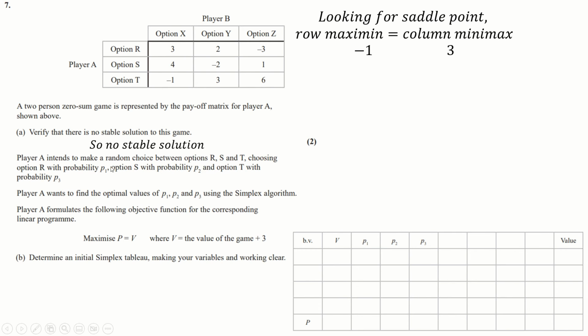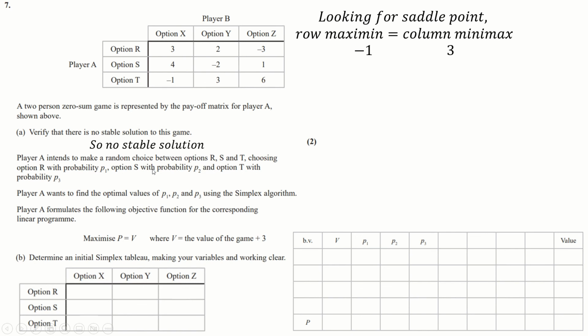Player A plays with probability P1 for R, P2 for S, P3 for T, and we want to do some simplex algorithm, apparently. So, okay, well, to do simplex, we need to add 3 to all of these because simplex doesn't work if any of these are negative. They're allowed to be 0, but that's fine. We just add 3 to every one, so this will be the table we're actually going to work with.